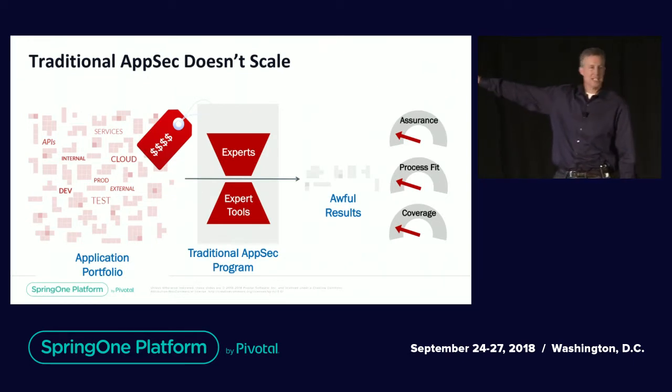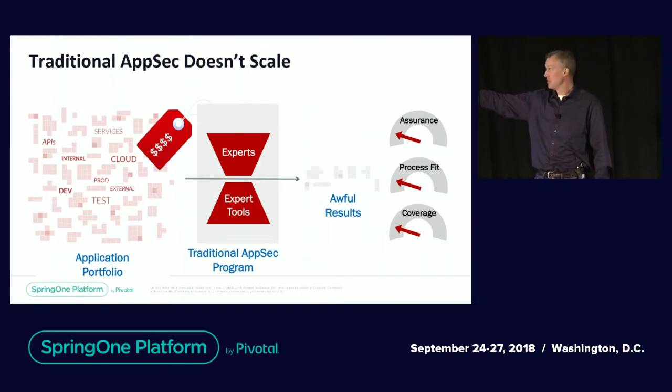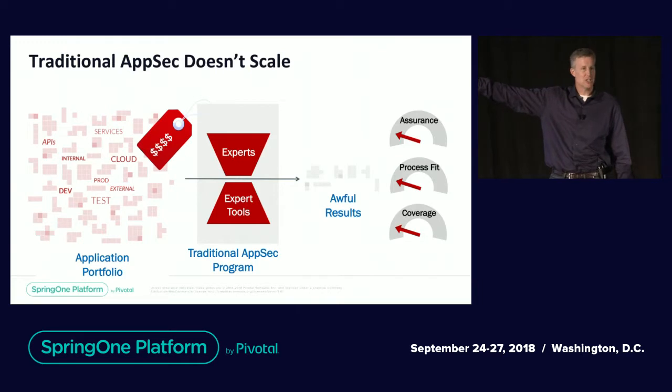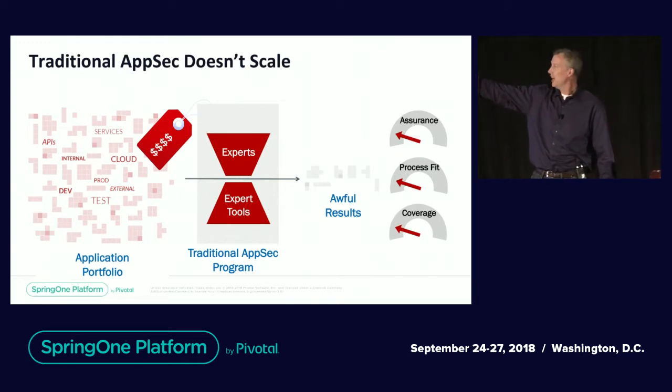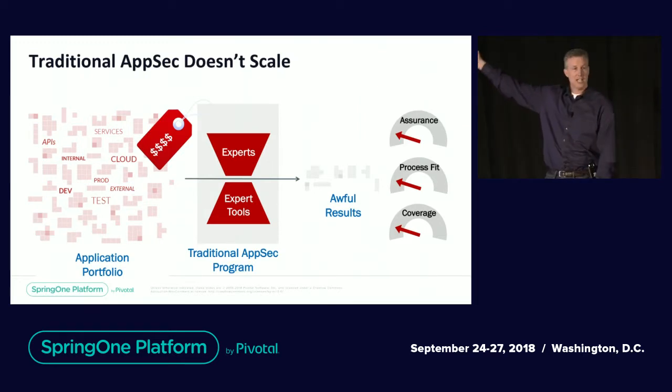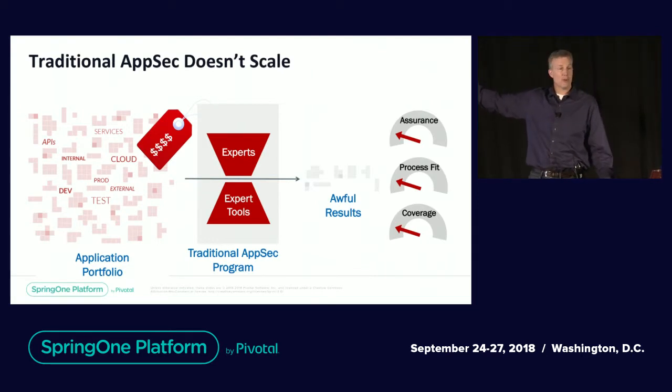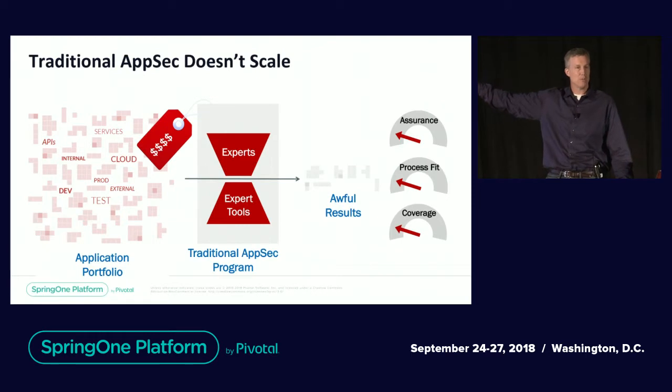So when you have a process that has to have experts involved, it just doesn't scale, right? You've got a big portfolio of applications, and you're spending a lot of money, and you have to drive it through this bottleneck, and the results that you get on the other side are weak. You're not going to get good assurance because you're going to miss a lot of stuff. You don't have a good process fit because these tools are essentially incompatible with modern high-speed software development. And you'll get bad coverage over your applications.